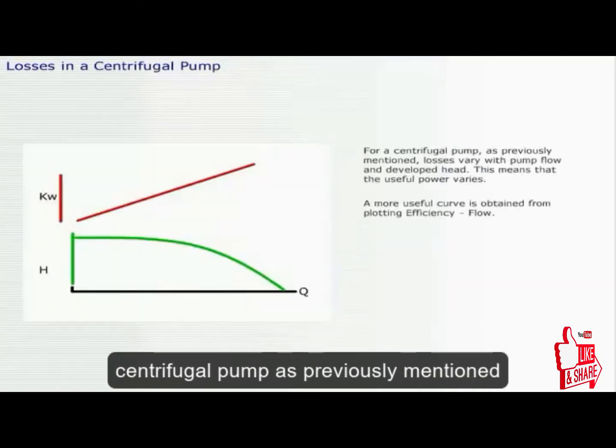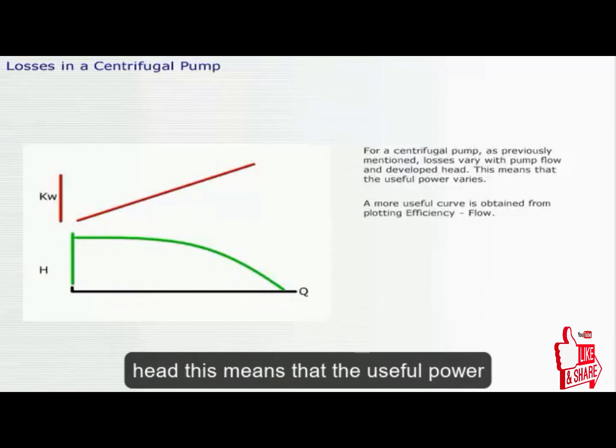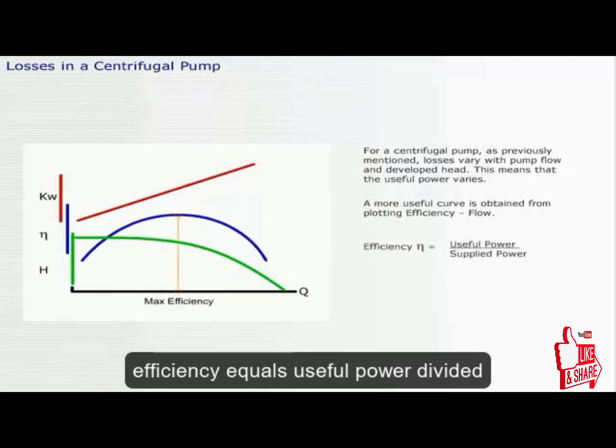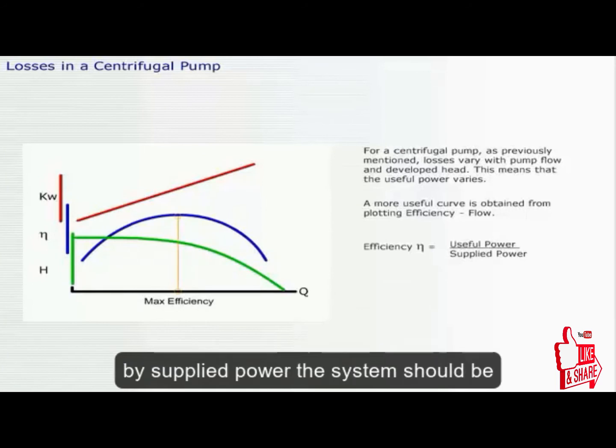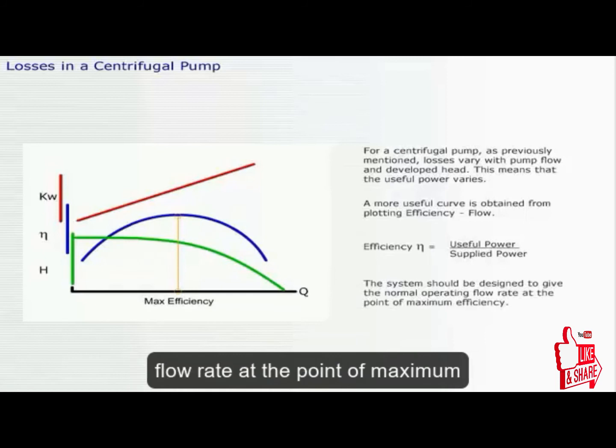For a centrifugal pump, as previously mentioned, losses vary with pump flow and developed head. This means that the useful power varies. A more useful curve is obtained from plotting efficiency to flow. Efficiency equals useful power divided by supplied power. The system should be designed to give the normal operating flow rate at the point of maximum efficiency.